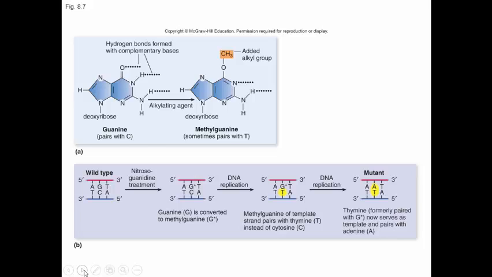Alkylating agents add an alkyl group. This is a short chain of carbons added to the bases. Therefore, they alter the hydrogen bonding properties. One clear example is nitroso-guanidine.